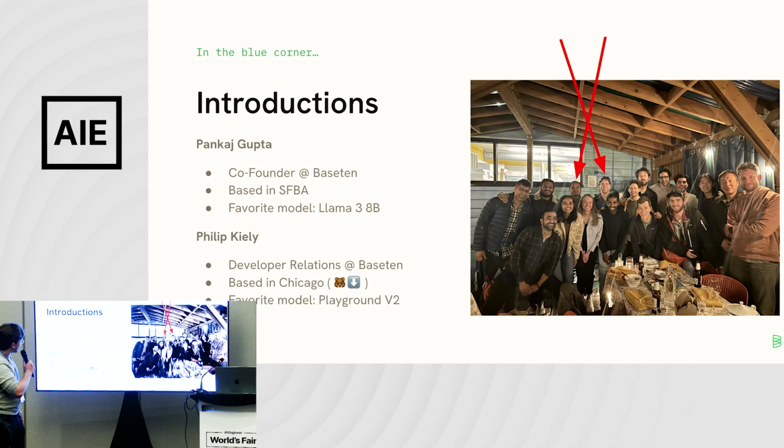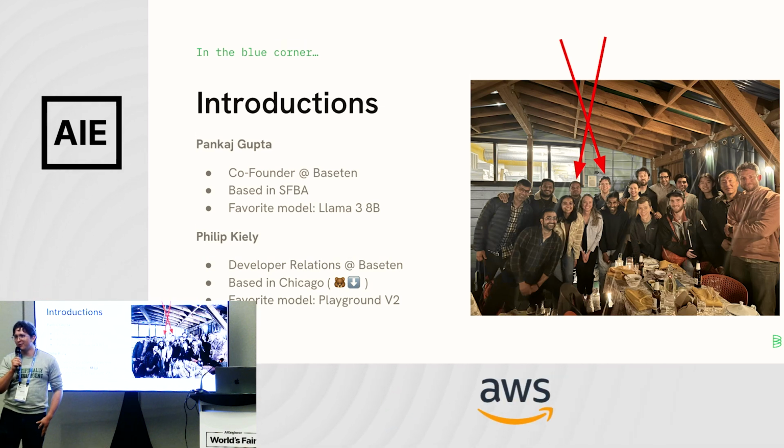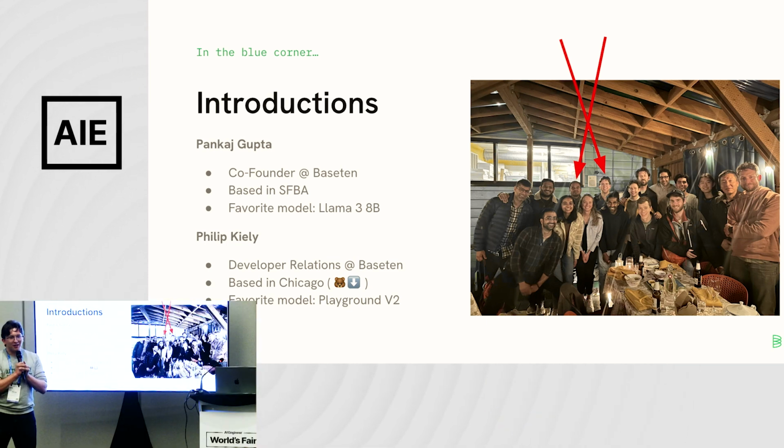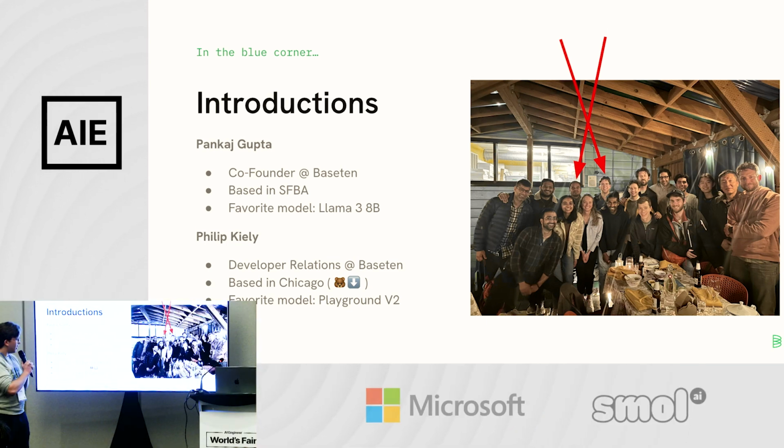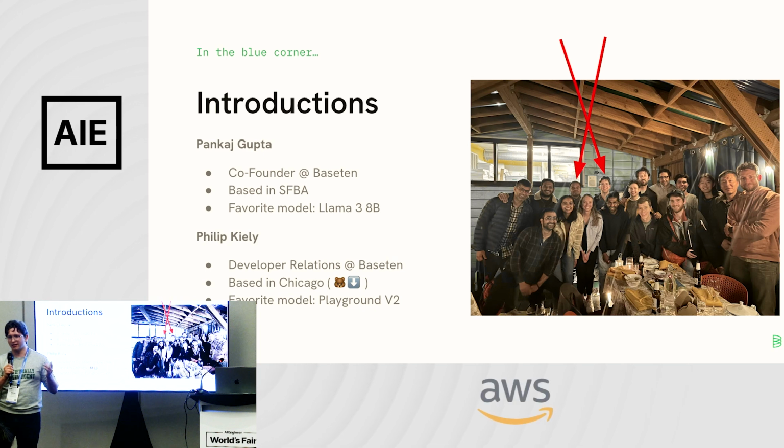He's from San Francisco. His favorite model is Llama 3 8B. We're going to be working with a smaller version of that today. I'm Philip. I do developer relations here at Baseten. I've been here for about 2.5 years. I am based in Chicago, but I'm very happy to be here in San Francisco with you all today. And my favorite model is Playground 2. It's a text-to-image model, kind of like SDXL, but trained on Midjourney images. You're going to see a ton of Playground 2 images in the slideshow today.